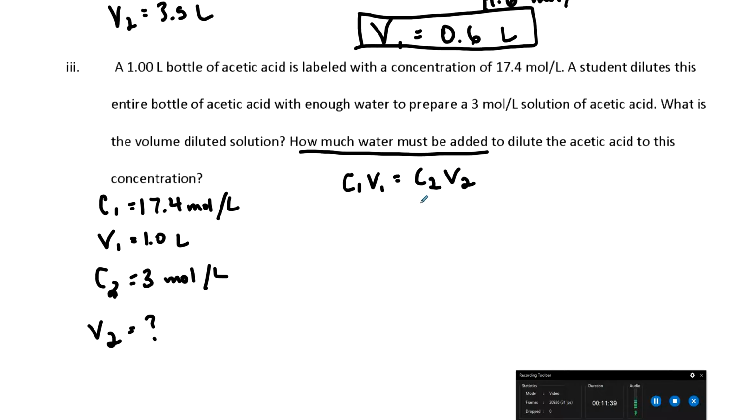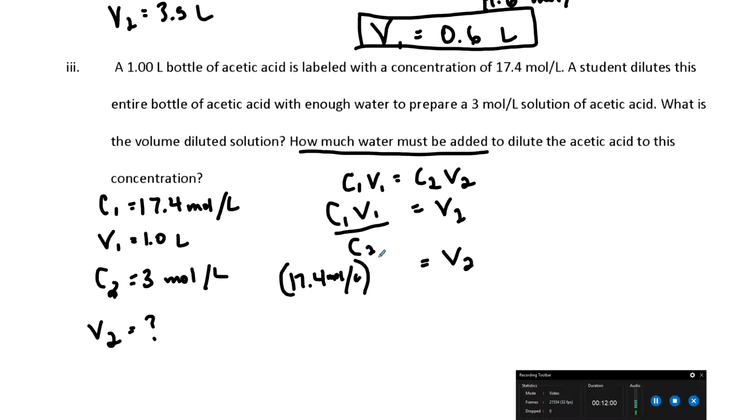So if we're solving for V2, we could write this as V2 equals C1 V1 divided by C2. So 17.4 moles per liter times 1 liter divided by 3 moles per liter. Getting quite messy here. Okay, so when I do that, what you get is 5.8 liters.